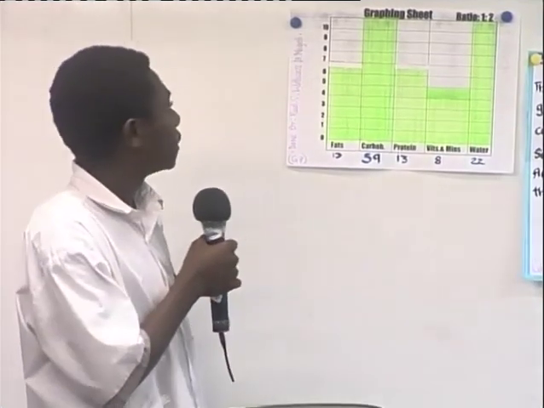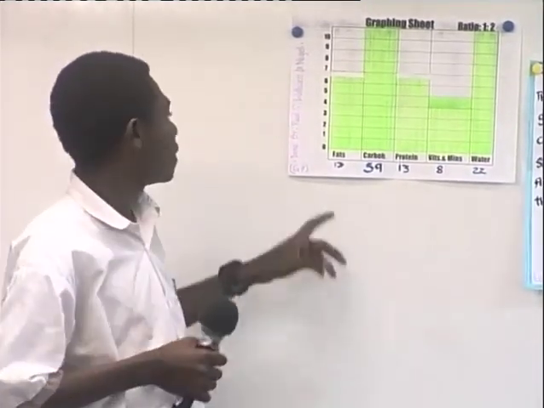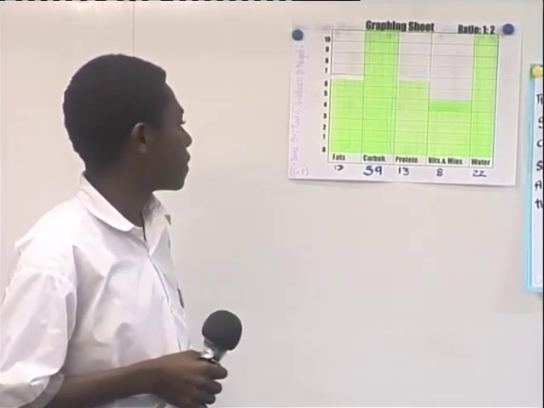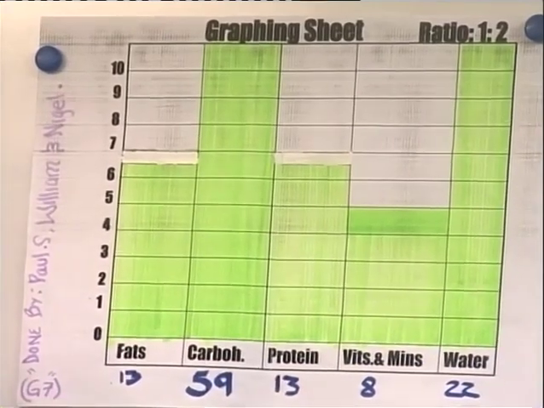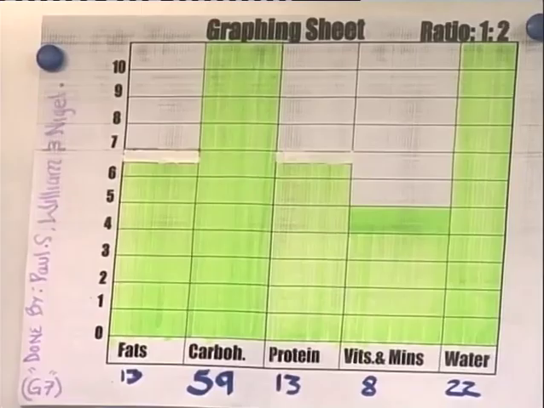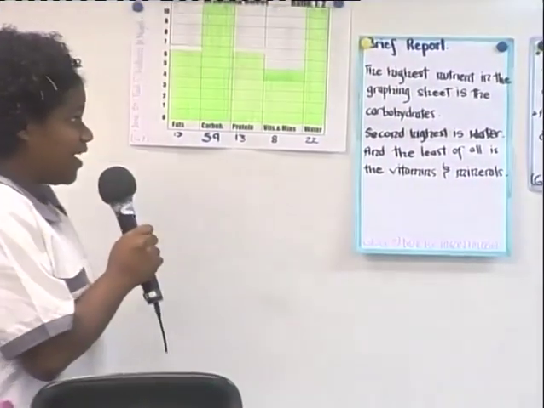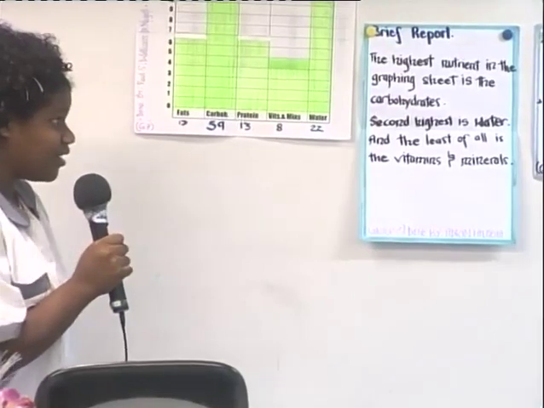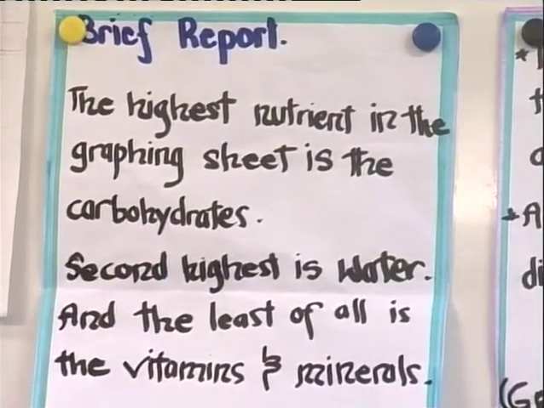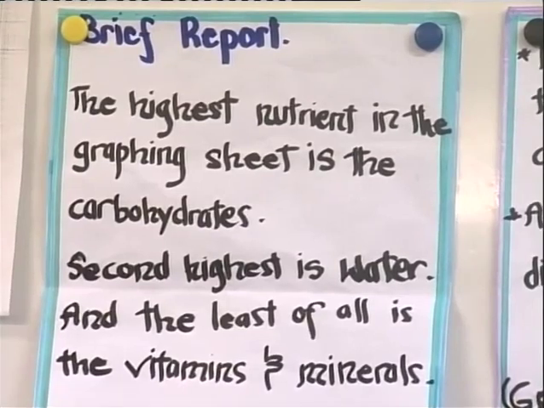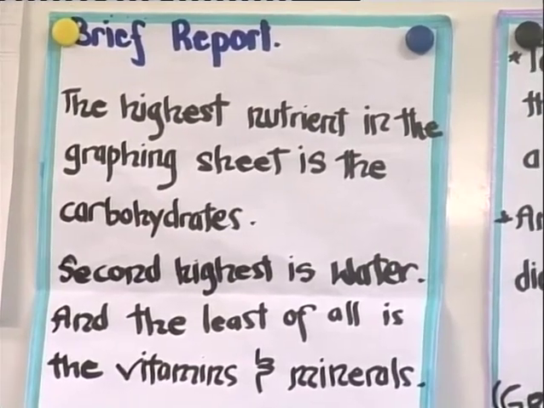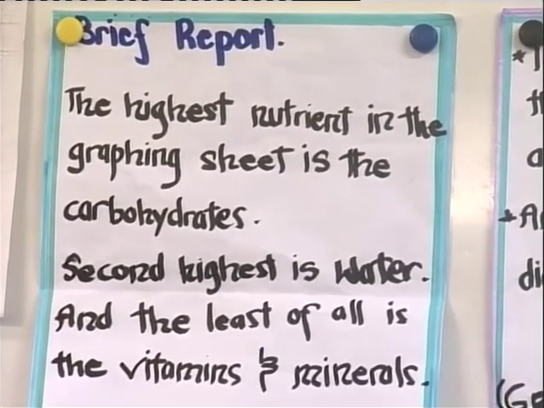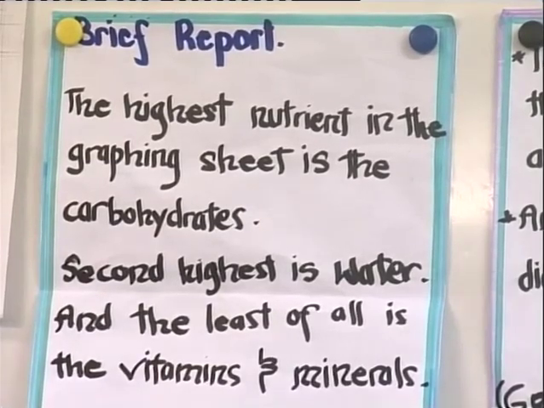My group and I came up with a total amount of nutrients. Fat is 13, carbohydrate 59, protein 13, vitamins and minerals 8, and water 22. The brief report: the highest nutrient in the group sheet is carbohydrates. The second is water, and the least of all is vitamins and minerals. Most of our students in the school eat more carbohydrates and drink a lot of water, so we have to encourage them to eat a lot of vitamins and minerals. Thank you, Rachel.